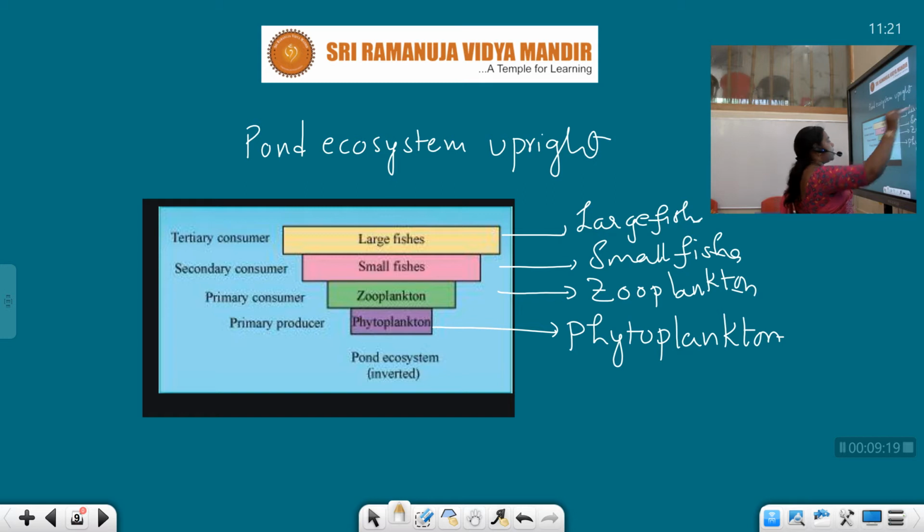Okay, now see students, phytoplanktons are the primary producers of the pond. I said, no, pond is an ecosystem. Here phytoplanktons are like algae-like substances. So these are going to provide the food for the zooplanktons, and these zooplanktons are eaten by the small fishes. Again, the small fishes are eaten by the large fishes. So these are the different numbers of organisms present in a pond ecosystem.